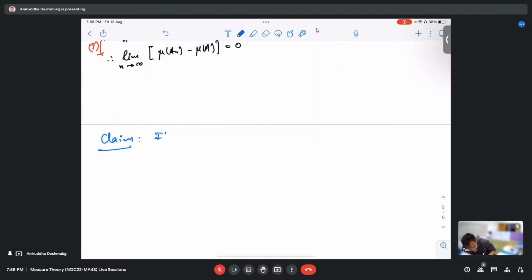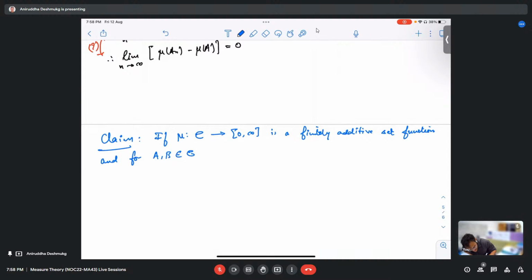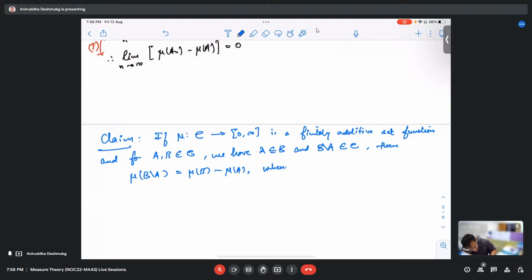I claim that if mu from any collection C to [0, infinity] is a finitely additive set function, and for A, B in C we have A subset of B and B difference A is also in C, then mu of B difference A is equal to mu B minus mu A, whenever mu B is finite.